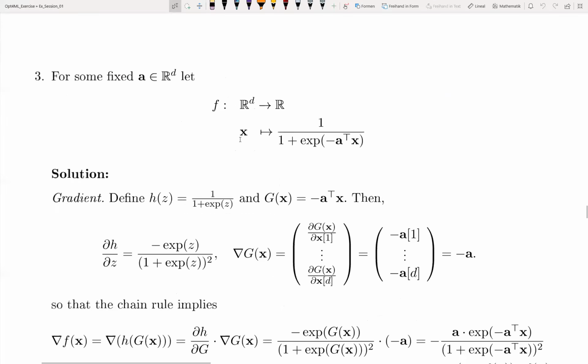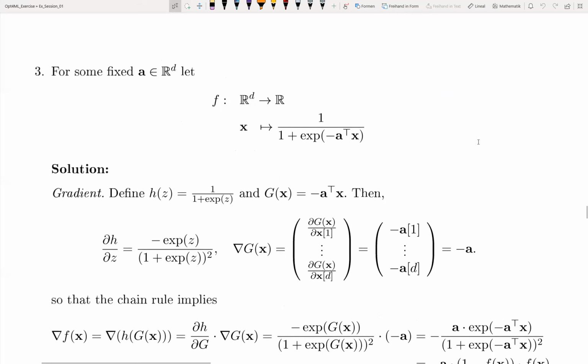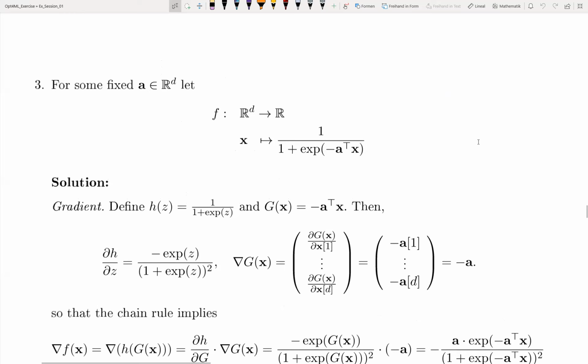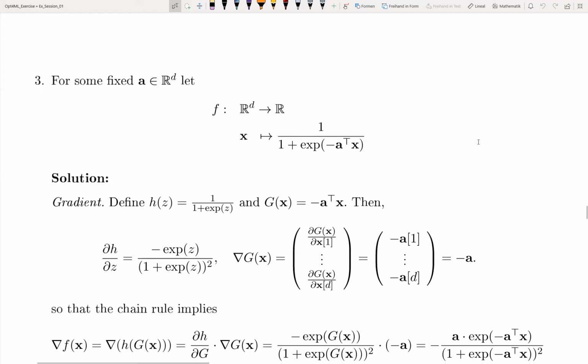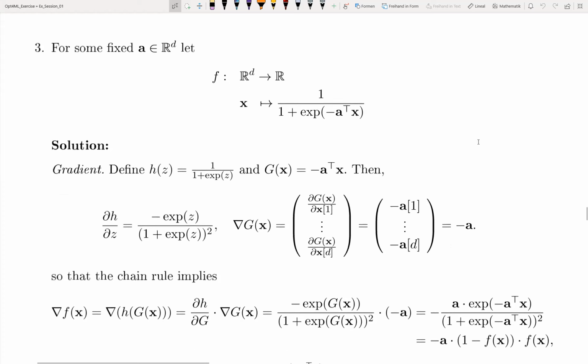All right. Then in the third part, we have this beautiful function here, mapping d-dimensional vectors to 1 over 1 plus e to the minus inner product of some fixed vector a and the variable x. So in machine learning, this function is actually quite common. It's the sigmoid function, which you have in logistic regression and so on, if you're familiar with that. If not, not so important. We will have a look if necessary.